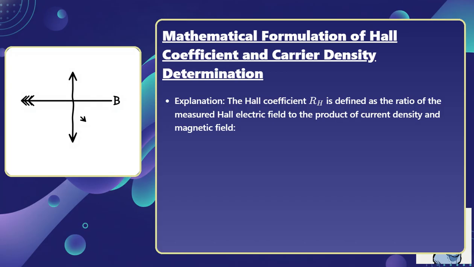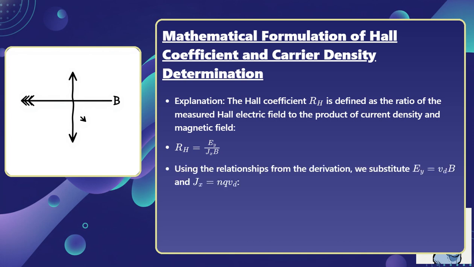Explanation: the Hall coefficient R_H is defined as the ratio of the measured Hall electric field to the product of current density and magnetic field. R_H equals E_Y divided by J_X times B. Using the relationships from the derivation, we substitute E_Y equals V_D B and J_X equals N Q V_D. R_H equals V_D B divided by N Q V_D B, which simplifies to 1 divided by NQ.